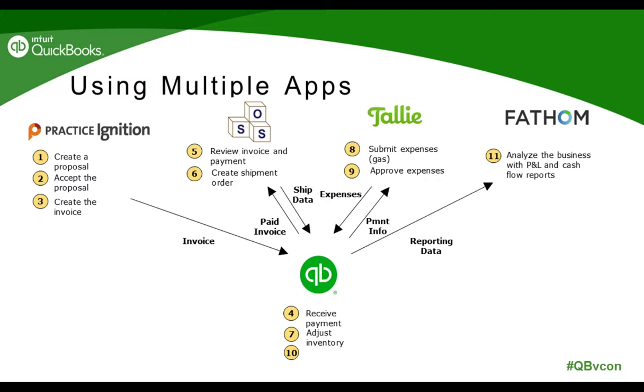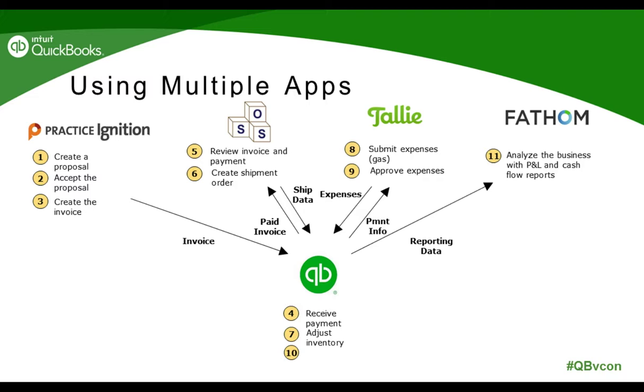Wait, let's go back. Let me go to the numbers. So number one is to create the proposal, accept, and create the invoice. And then you come down here and receive a payment. So that's number 4. So then we receive that payment. We're ready to go ahead and process that order, and we use SOS inventory to do that and create the shipment order, and that shipment data will go back into QBO. So that's 5 and 6. That means inventory will be adjusted. That is 7. And then what else do we have to do? These are not necessarily in order. People need to track their expenses.